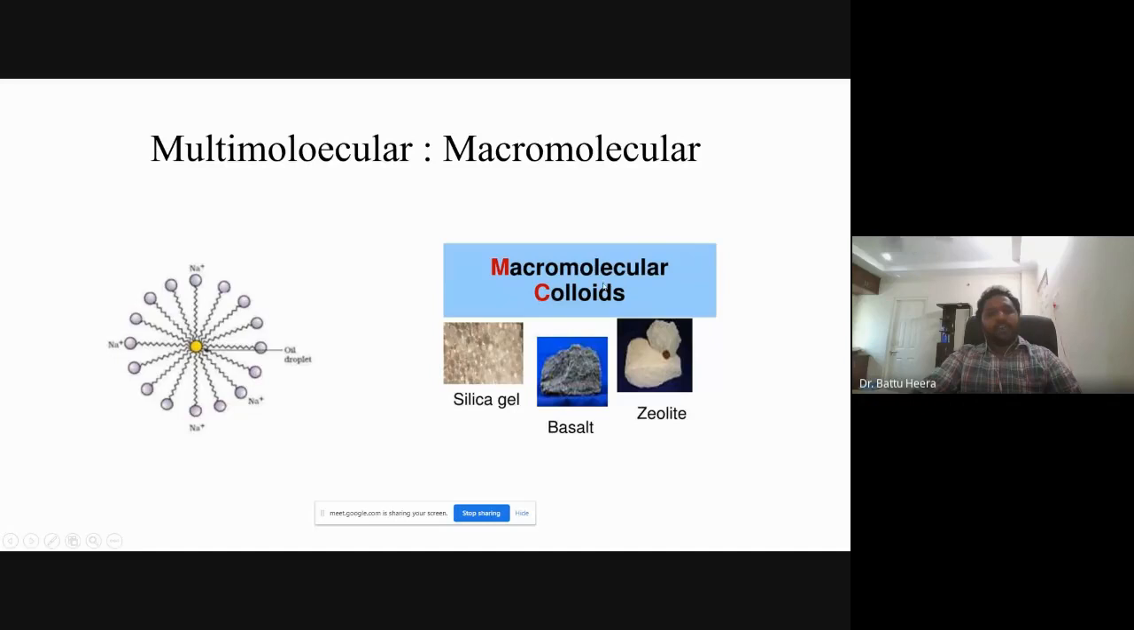Whereas coming to the macromolecular colloids, the examples are basalt, zeolite, and silica gel. See this. All the molecules are combined together. All the atoms or molecules are combined together, and they form a large molecular mass so that they try to settle down in the dispersion medium. Okay, so this is the difference between the multimolecular and macromolecular colloids.